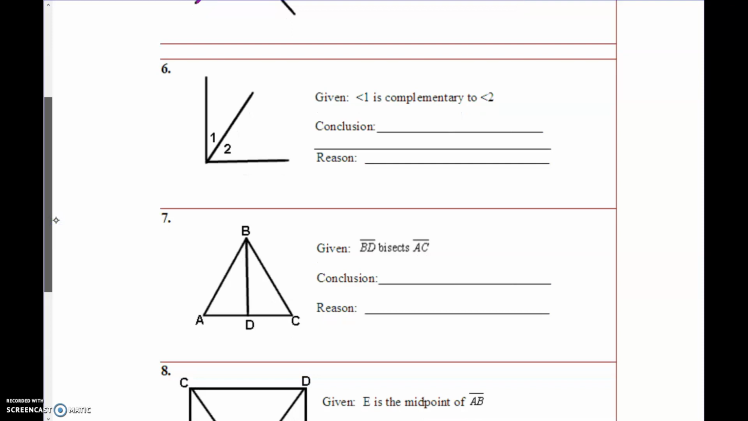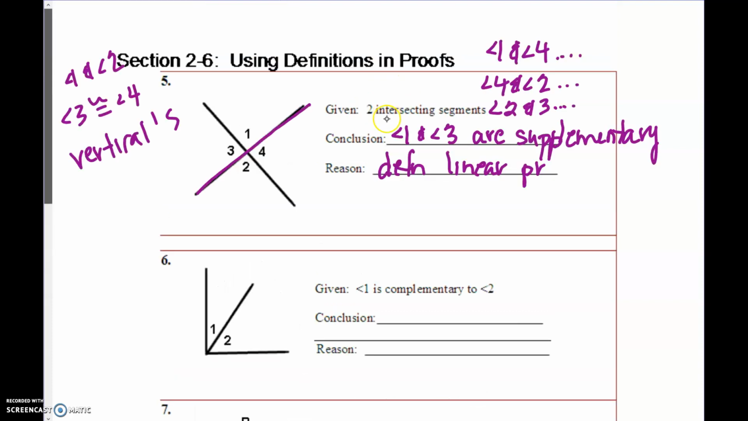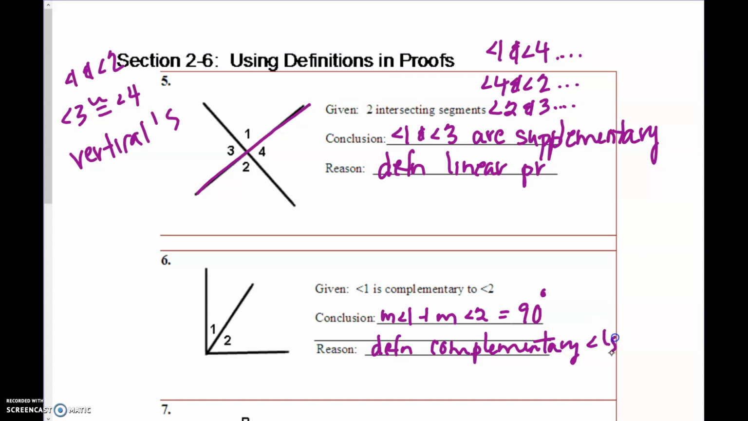All right, looking at number 6 here. Given angle 1 is complementary to angle 2. So if 1 is complementary to 2, then we know that the measure of angle 1 plus the measure of angle 2 is equal to 90 degrees. Okay, reason? That is the definition of complementary angles. Complementary angles, that's a long word too.